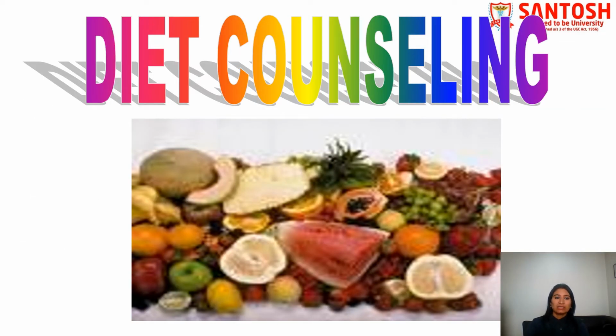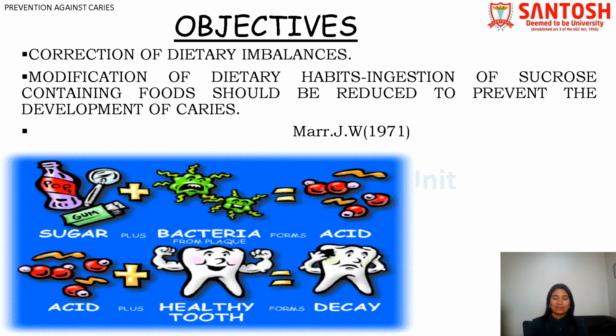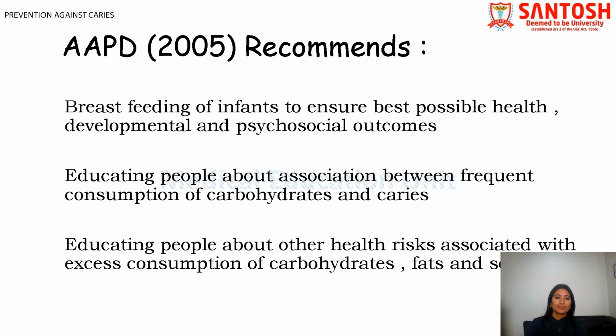The second important step in preventing dental caries is diet counseling. It is the act of providing advice and guidance to a patient or the patient's family regarding the type of food that should be taken and its relation to both health and disease. The objectives of diet counseling are to correct the dietary imbalance and modification of dietary habits. Ingestion of sucrose containing food should be reduced to prevent the development of caries.